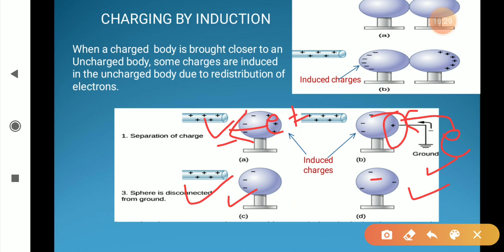If we want to charge it by positive charge, then we have to bring a negatively charged rod closer to it. So this kind of charging is called charging by induction, and the charges produced are called induced charges.